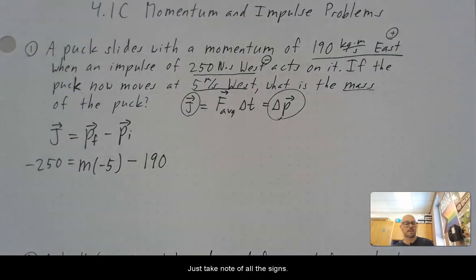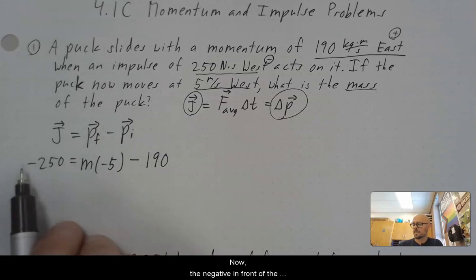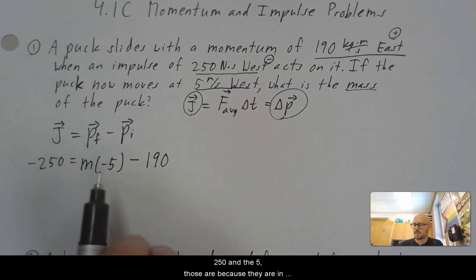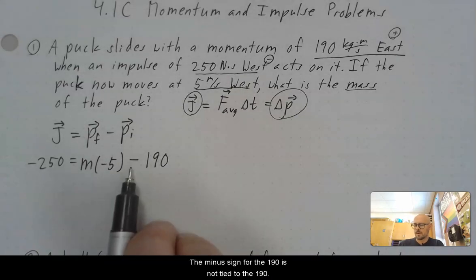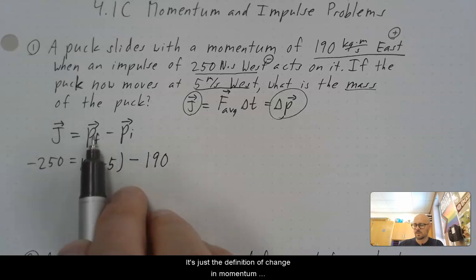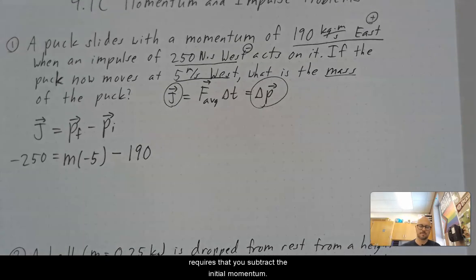Just take note of all the signs. Make sure you ask questions if you don't understand when you get back in class, or right away if you're in class watching this now. The negative in front of the 250 and the 5, those are because they are in the west direction. The minus sign in front of the 190 is not tied to the 190. It's just the definition of change in momentum requires that you subtract the initial momentum.